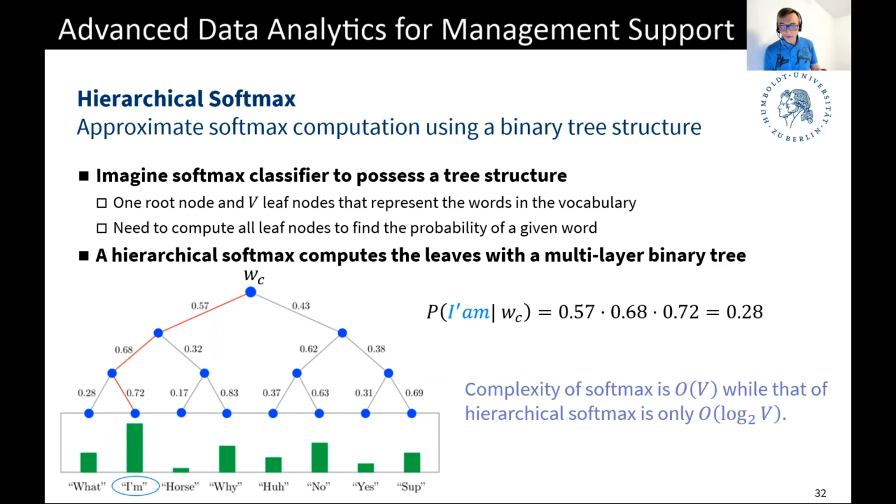When we train using hierarchical softmax, we again input a word WC, our target word, and we calculate the dot product of that target word with an element of the hidden to output matrix.